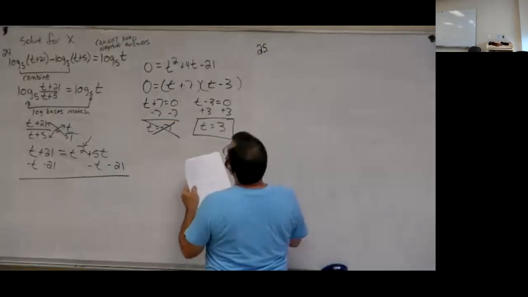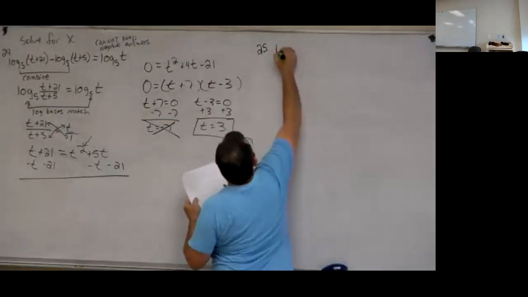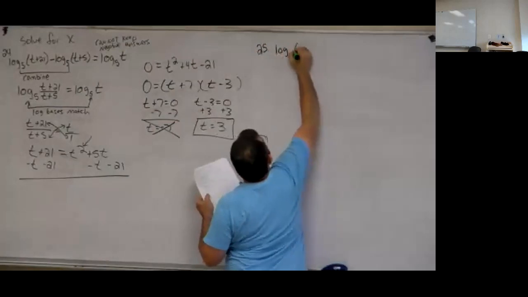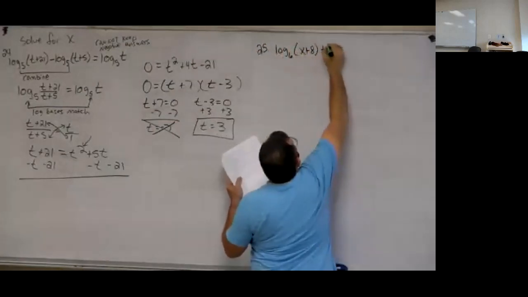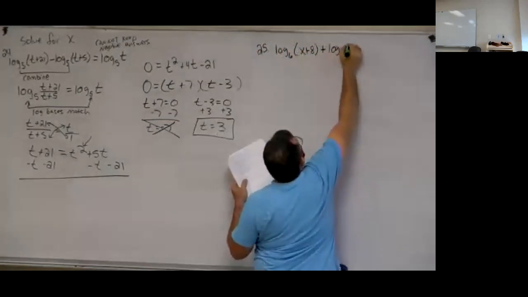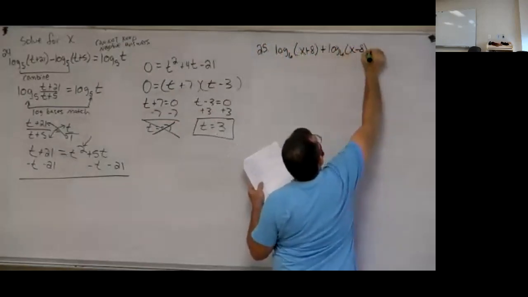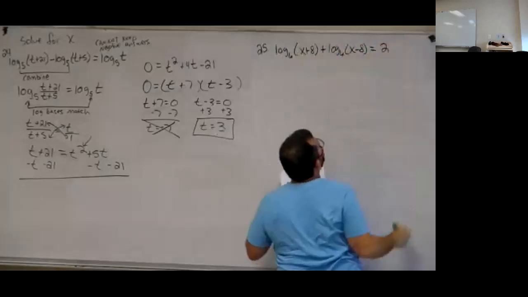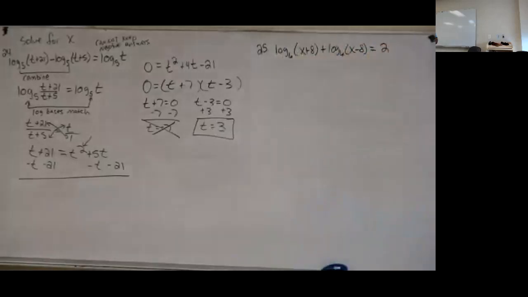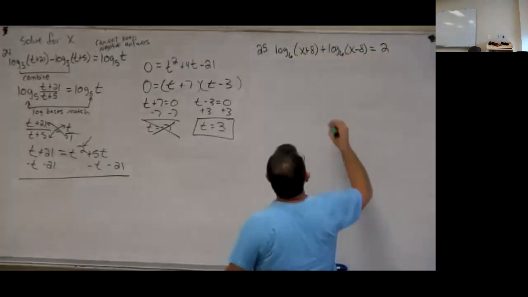Okay, y'all, last one. So log base 6 of x plus 8 plus log base 6 of x minus 8 equals 2. Logs on the left side, we gotta combine those.